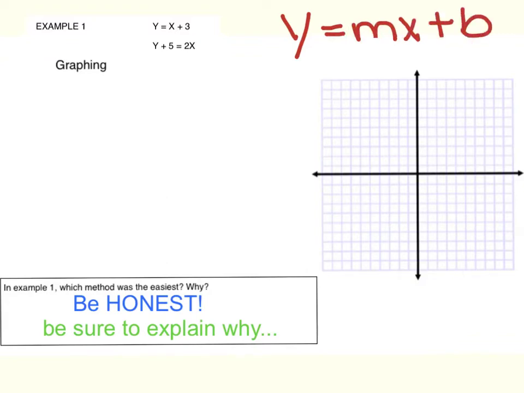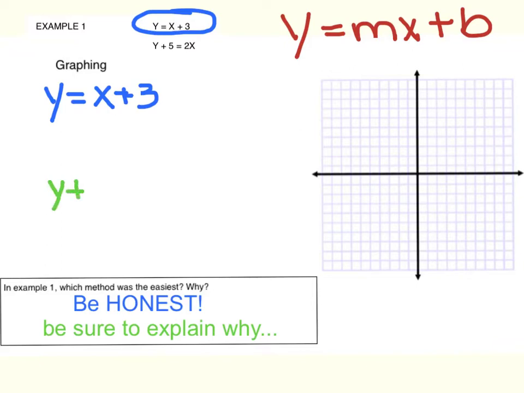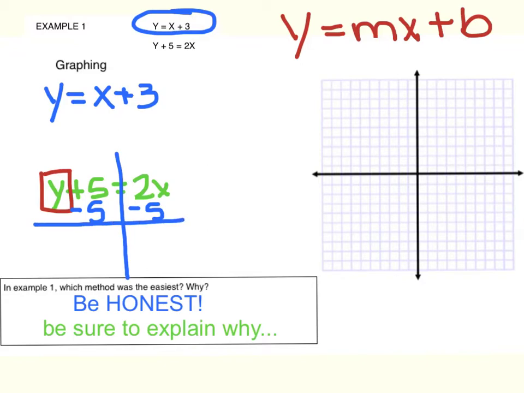Are any of our equations already in slope-intercept form? Hopefully you said yes. The first one is. So that equation is already good to go. But the second equation isn't. We actually have to do some work for the second equation. So we have y plus 5 equals 2x. First I box my y, and I cancel the plus 5 by subtracting 5. What I do to one side, I must do to the other side. So we cancel what's beside our box. We get y equals 2x minus 5.